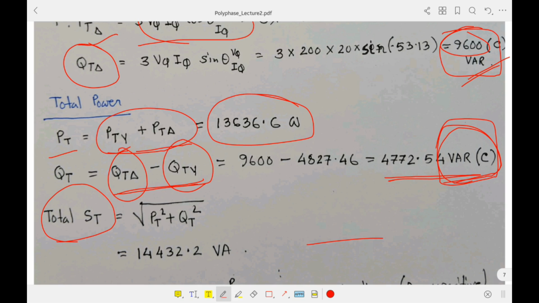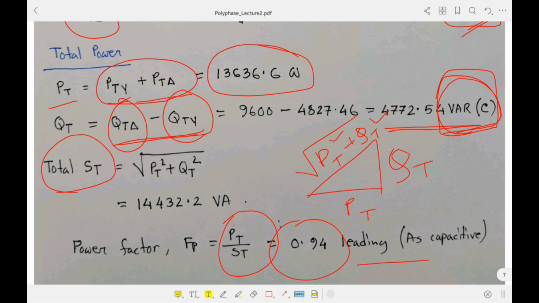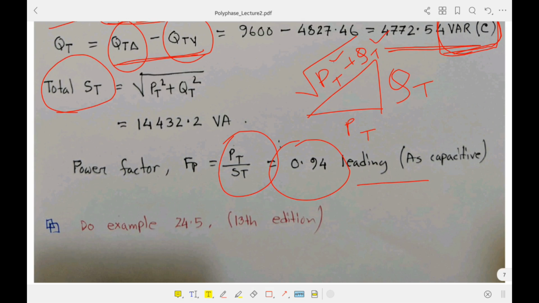This came from the power triangle. So if this is the PT, that is the real power, and if this is the reactive power, then we can write that this one is the apparent power, which appears as PT square plus QT square. And for our final power factor, I can write power factor equal to PT over ST, which appears as 0.94 if you divide this, and it is leading since you already noticed that our capacitive var is present at the end. So there is an example math, you should perform this as homework.